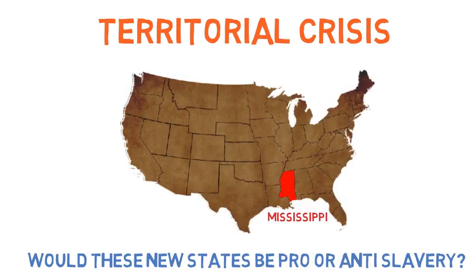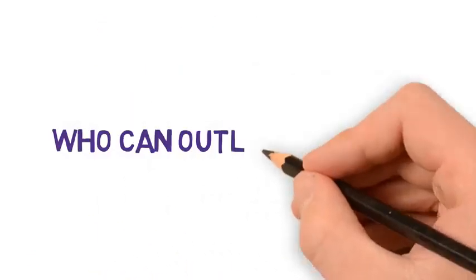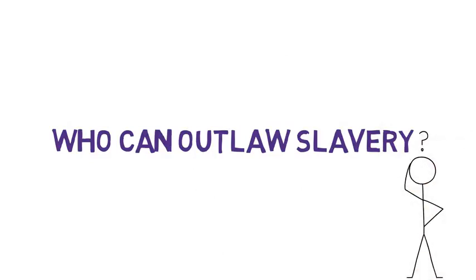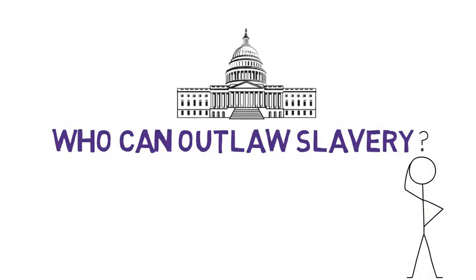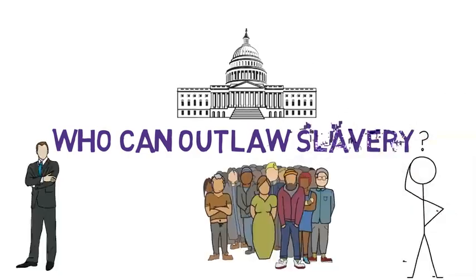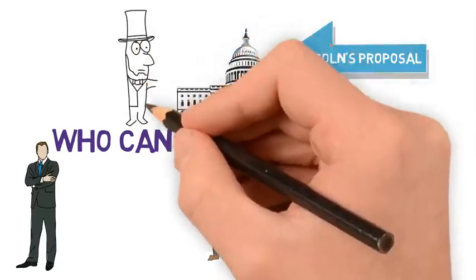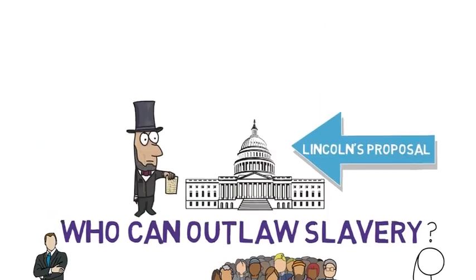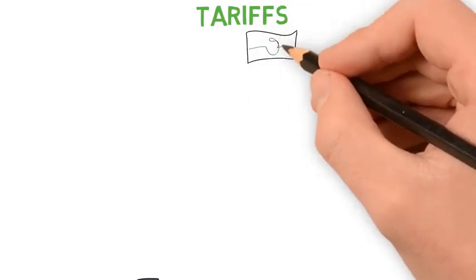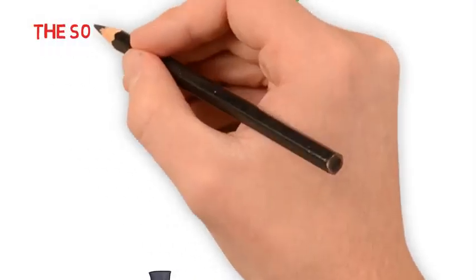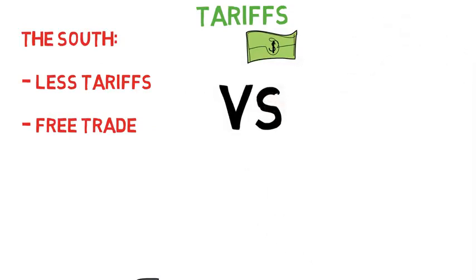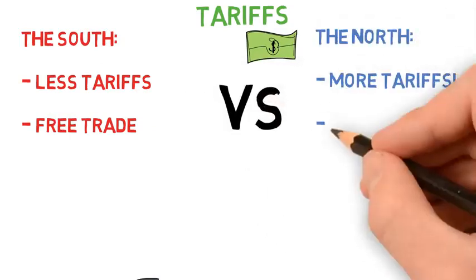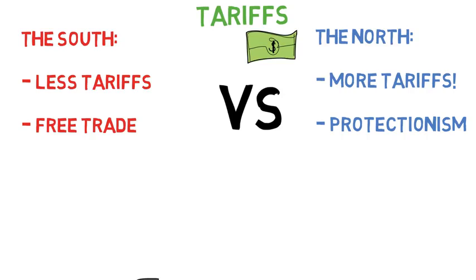In the meantime, there was a big argument over who could outlaw slavery. If the central government, if local populations, if state governors. Lincoln, for instance, proposed a doctrine which stated that Congress could outlaw slavery but never again allow it. There was also the issue of disagreement over certain policies, like tariffs. Southerners wanted less tariffs and free trade for their plantations, while the Northern industrials were supportive of more tariffs and protectionism of the American industry.